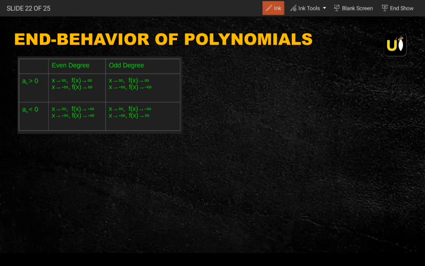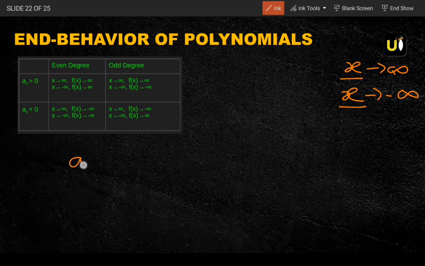Now how will the graph behave at these particular points? That is what we are going to discuss, and that is called the end behavior of the polynomial. Now here we have four cases. a_n is the coefficient of the leading term. Remember, this will play a major role: the coefficient of the leading term.